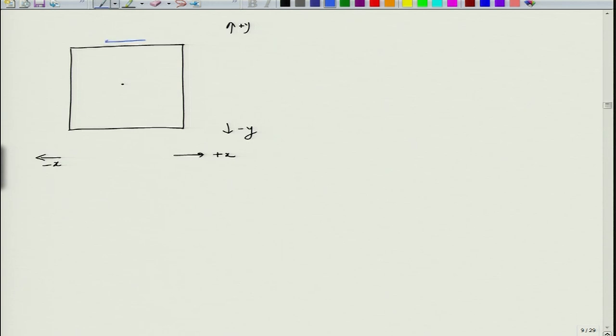So, let us say we draw a picture here. In this case, this will be positive x, this will be negative x, this will be positive y, this will be negative y. So, let us now draw the stresses.